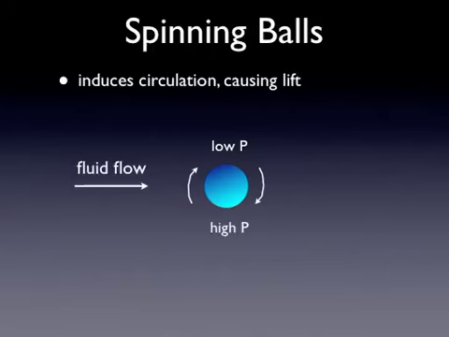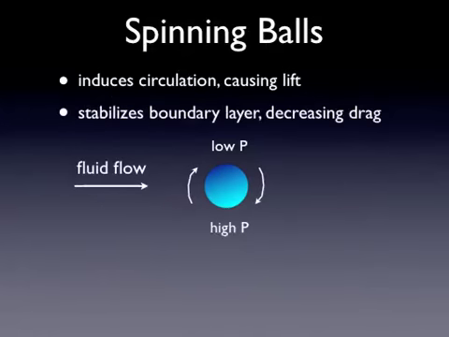So in this case, the lift is up, but if I spun it sideways, I could get the ball to curve left to right or right to left. And if I threw it with downspin, with spinning in the other direction, I could get the ball to drop. So I would have downward lift. The other thing this does, which isn't readily apparent, is it actually stabilizes the boundary layer and decreases drag.